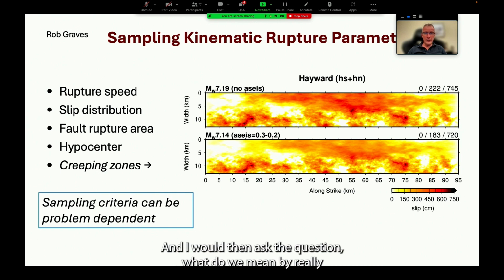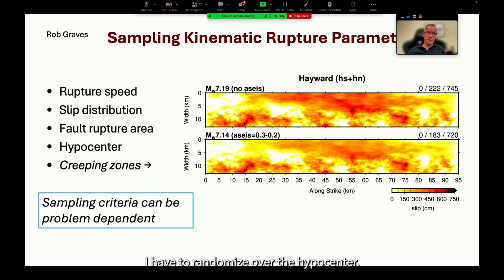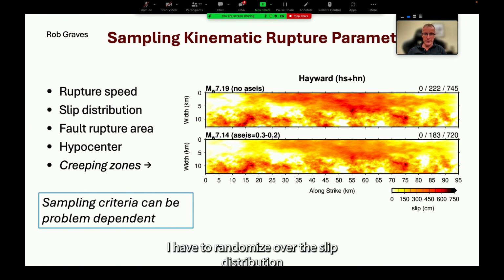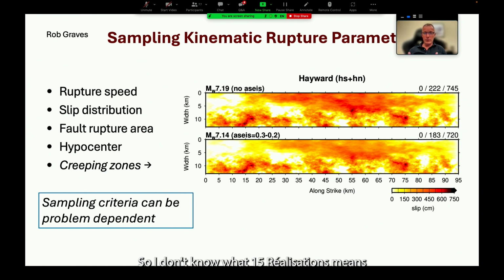And I would then ask the question, what do we mean by realization? Realization of what? Let's say you have assumed a fault plane and you fix a hypocenter and then you make 10 realizations of the slip and the temporal rupture. Or do you say, I'm approaching it from a point of view that my fault can be slightly differently oriented within a given volume. I don't know the hypocenter, so I have to randomize over the hypocenter, over the slip distribution, over the correlation length of the slip distribution, etc. So I don't know what 15 realizations means.